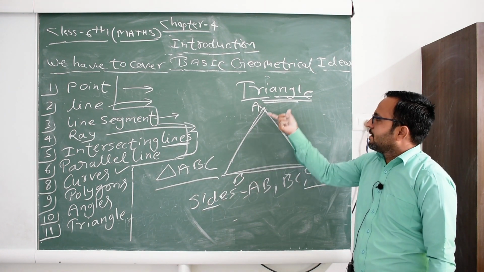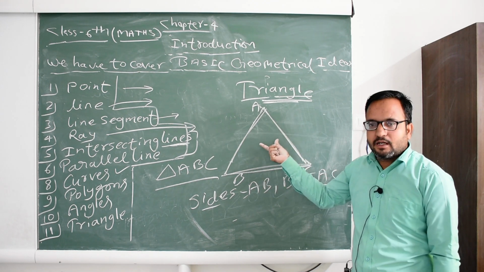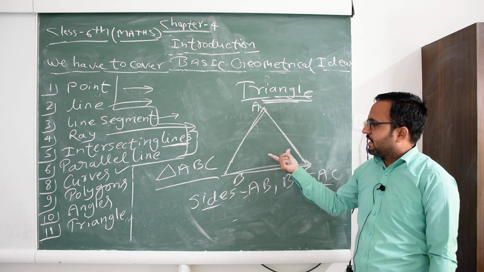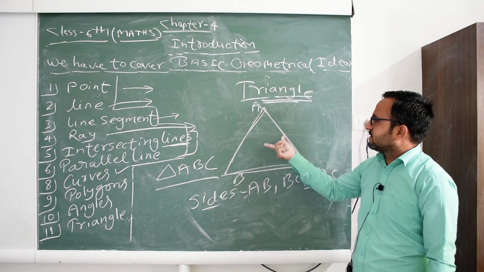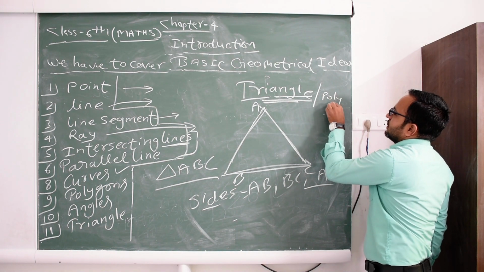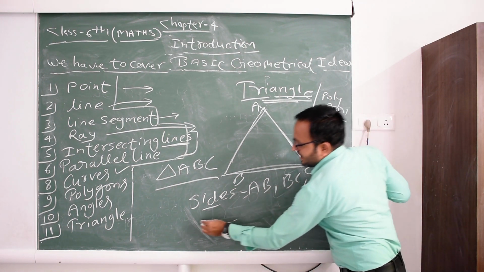A triangle is also called a polygon, because it is made up of line segments. With the help of line segments, we draw any triangle. So a triangle is also a polygon. Okay, so how many angles?